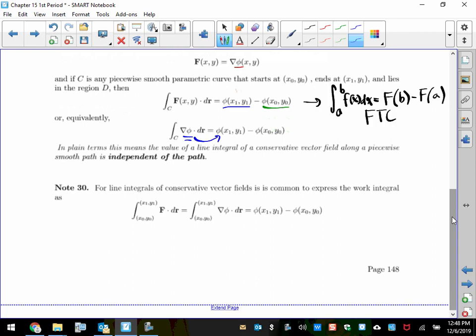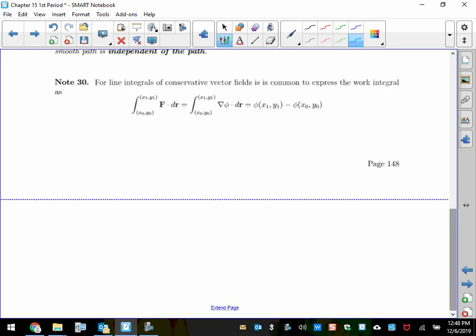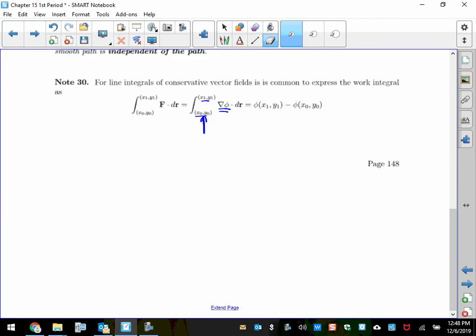So whenever the field is conservative, I mentioned that you will sometimes just use the potential function, but it's also common to write the line integral in terms of its bounds. So this is the starting point and the ending point of the path, and they don't give a specific curve C because it doesn't matter. You could choose any curve C that you want between those 2 points, as long as it's piecewise smooth, and that's going to evaluate to give you the exact same work.